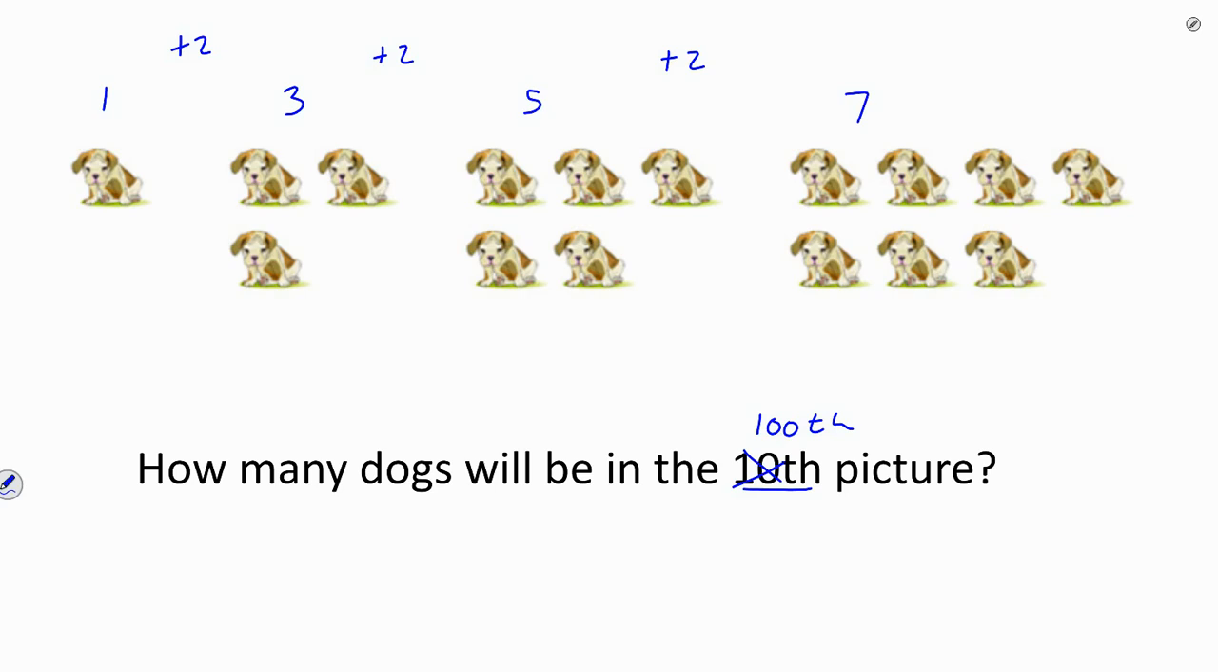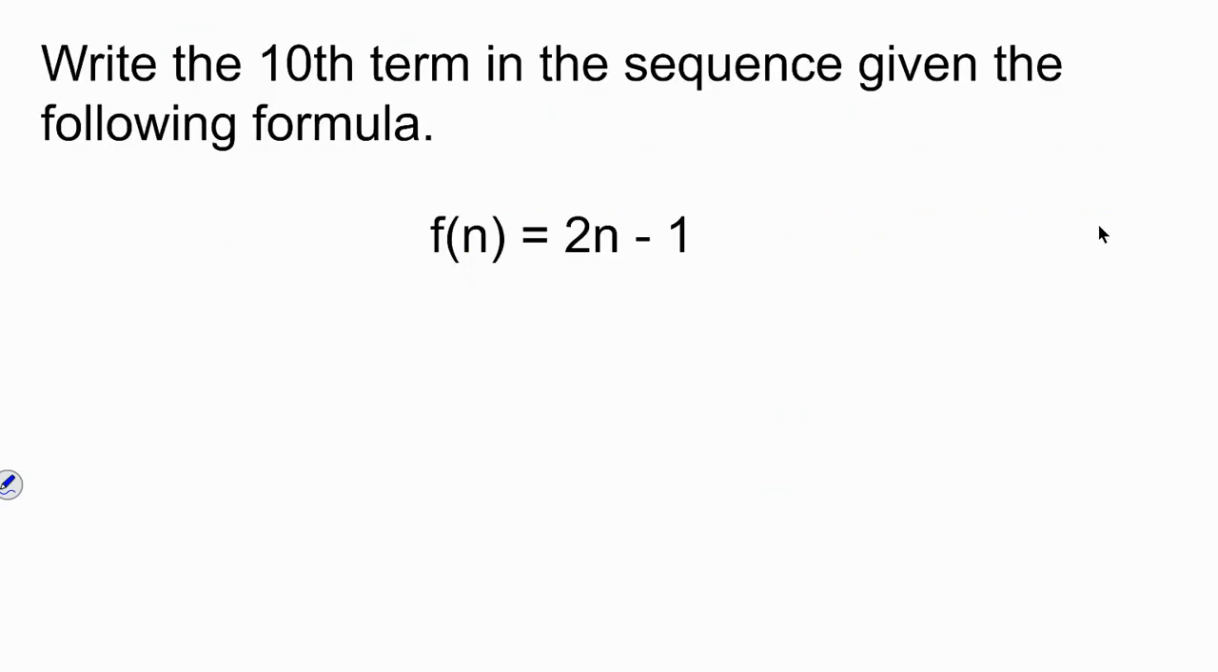So this can be a tricky situation unless I have something like this. What if I have this formula and I ask what is the 10th term of the sequence? Well, if you remember in the formula, f of n tells me the term number. So if I want to find the 10th term, I would just plug in 10. So that'd be 2 times 10 minus 1, which is 19. So I would have 19 dogs.